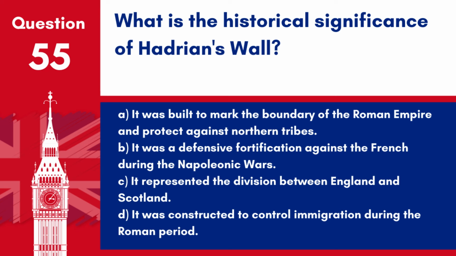Answer: A. It was built to mark the boundary of the Roman Empire and protect against northern tribes. Hadrian's Wall, built on the orders of Emperor Hadrian in 122 AD, is historically significant as it marked the northern limit of Roman Britain and served as a fortification against the tribes of northern Britain.